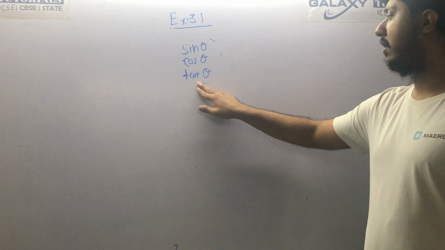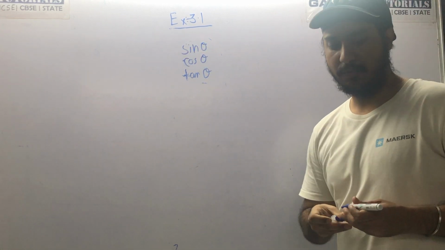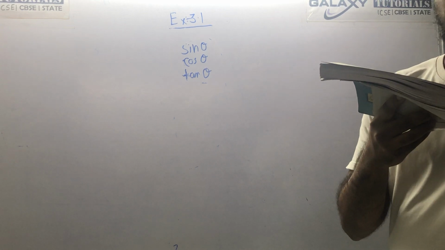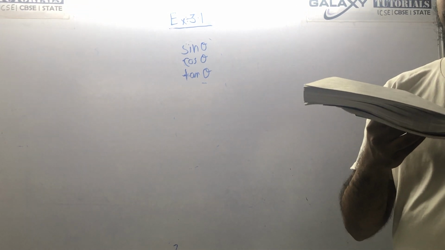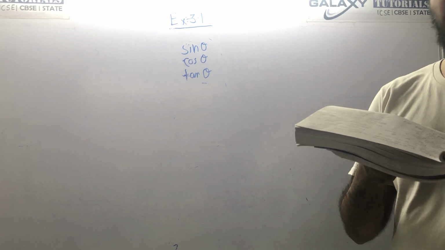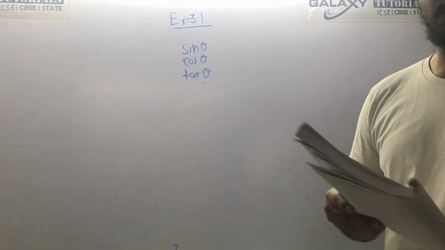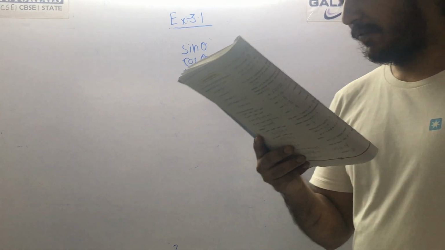So let us look at some of the questions. The first 4 parts are theta equal to 0 degrees, 30 degrees, 45 degrees and 60 degrees. You all know the values of these already, so I am not going to cover this. I am going to start with 150 degrees.